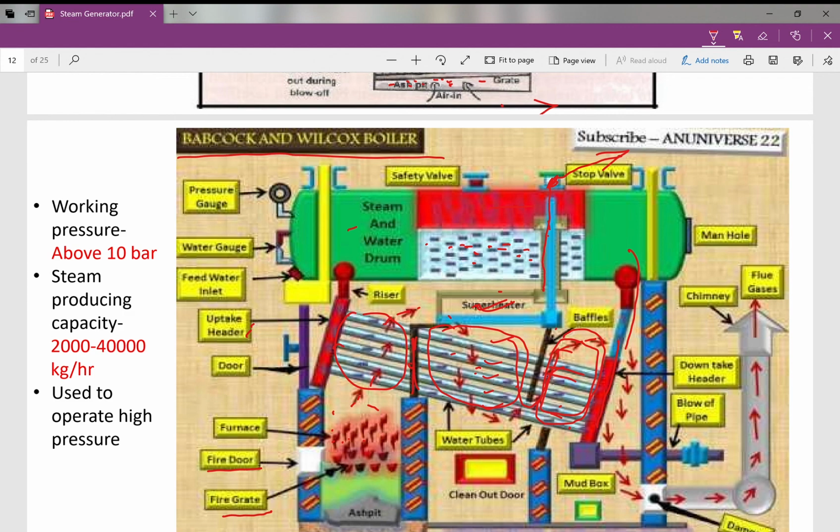So for proper utilization of heat of hot gases, these two black baffle plates are provided, right? And then after losing heat, these hot gases come out through this damper. Here there is a damper, this is called the damper, and it goes out through this chimney to the atmosphere. So this is the process in a water tube boiler, call it the Babcock and Wilcox boiler.